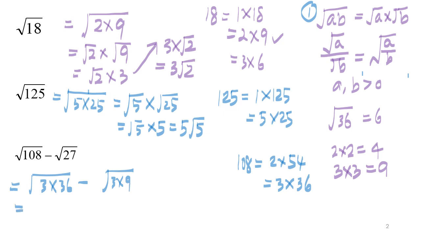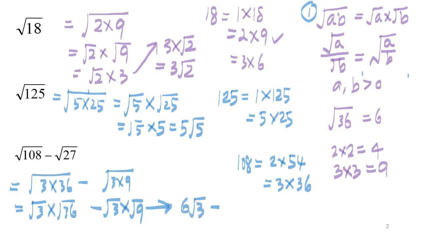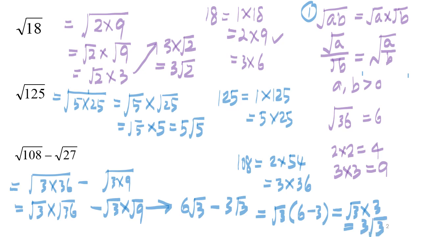So we can apply rule number 1 again. That gives us square root 3 times square root 36 minus square root 3 times square root 9. Square root 36 is 6, so we can write it as 6 square root 3, and square root 9 is 3, so we write it as 3 square root 3. We can factorize square root 3 out because it's common, and then 6 minus 3 is 3, so we have 3 square root 3.